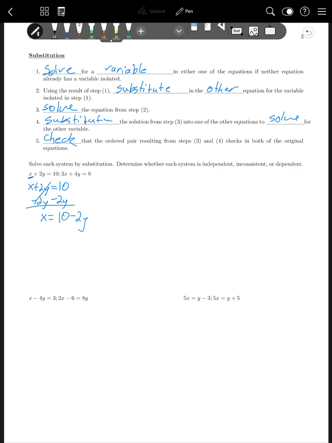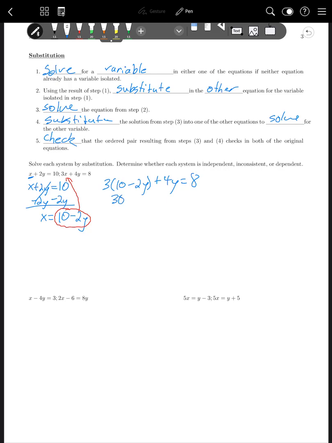Okay. So now what we can do with that is, remember, anytime two things are equal to each other, that means they're the same. So that means we can substitute, replace them in any other place. So since x equals 10 minus 2y, I can plug 10 minus 2y in for x in the other equation. So that would give us 3 times 10 minus 2y plus 4y equals 8. And now I have an equation with only one variable, so I'm going to be able to solve this and find out a value for y.